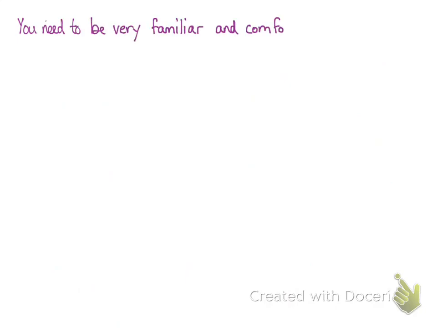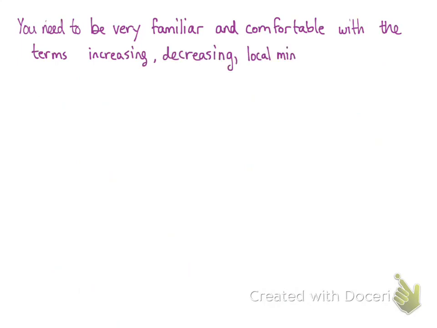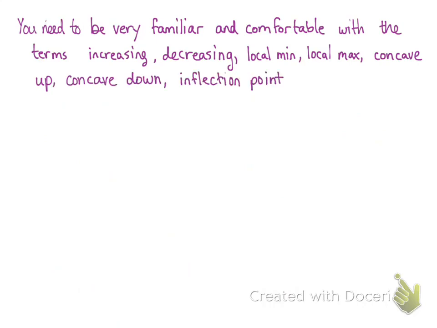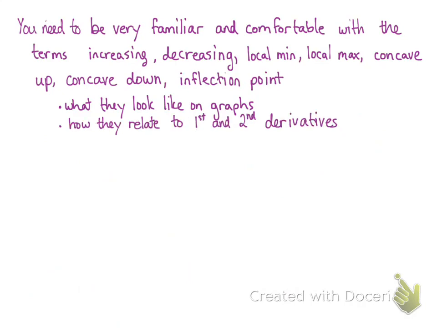In general, you need to be very familiar, very comfortable with all these terms. Increasing, decreasing, local minimum, local maximum, concave up, concave down, inflection point, right? Know what those mean. Know what those mean in terms of what the graph would look like if it's got an inflection point, or if it's got a local minimum, or if it's decreasing, or if it's concave up, etc. But also know what those terms are in relationship to first and second derivatives. For example, you need to know that a local minimum is where the first derivative switches from negative to positive, or concave down means the second derivative will be negative, things like that.